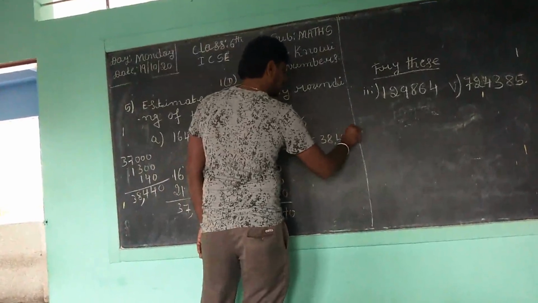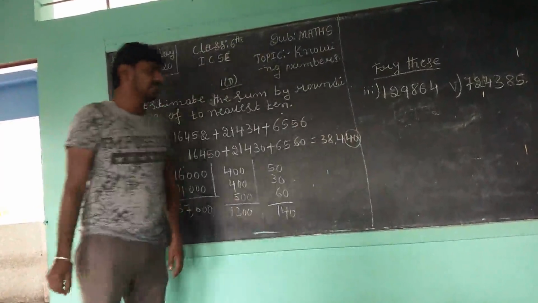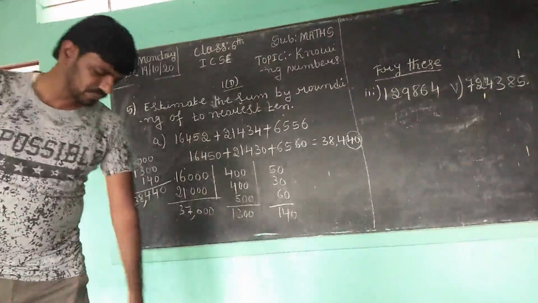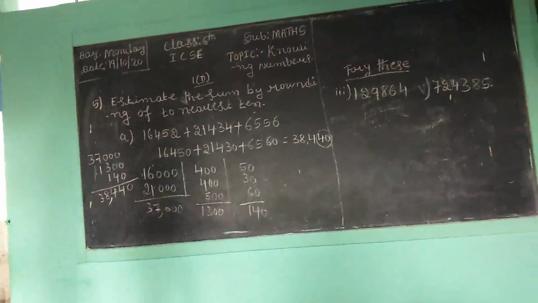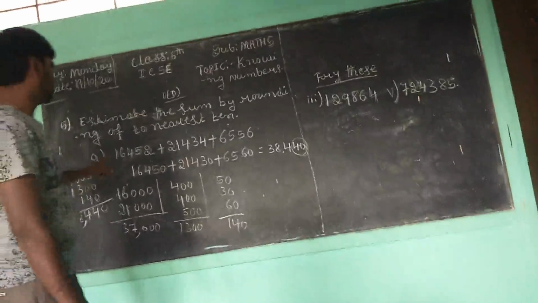440 is very near to the nearest 10. Tens is very nearest to 40. That is, 440 means we are nearest to 40. See, children, 38,440. You can understand, children.